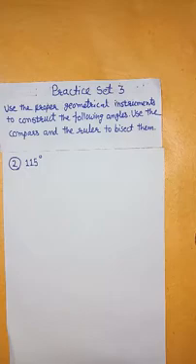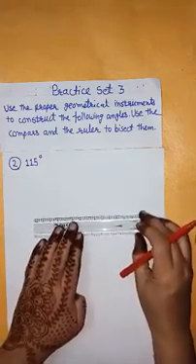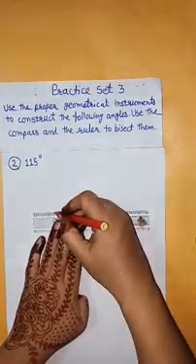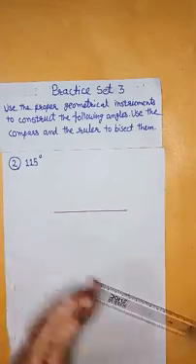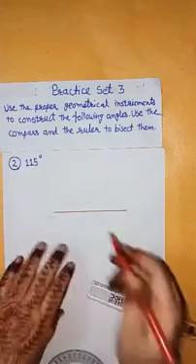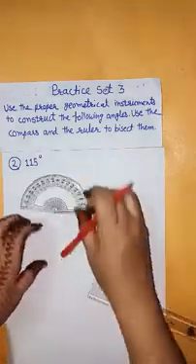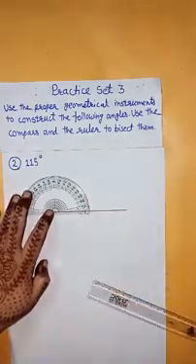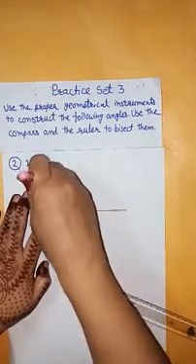So let's begin. You have to use a ruler and draw the initial arm, then use a protractor. Keep the center of the protractor here and take an angle measuring 115 degree.